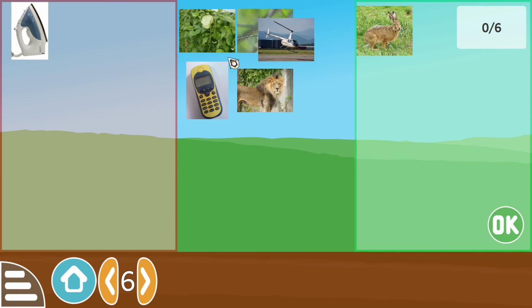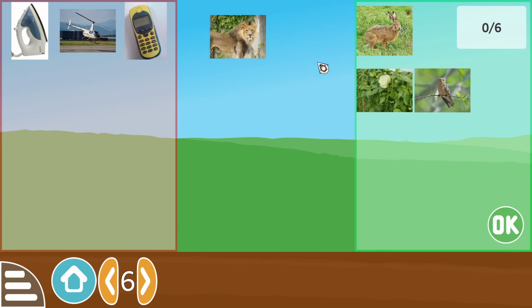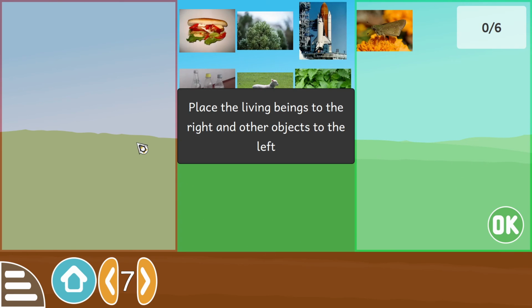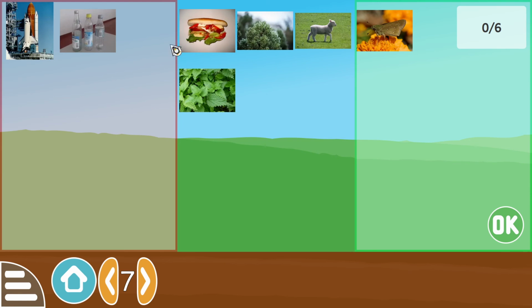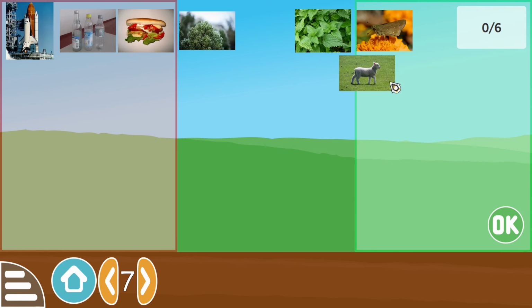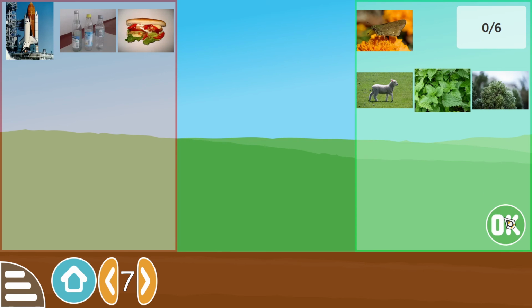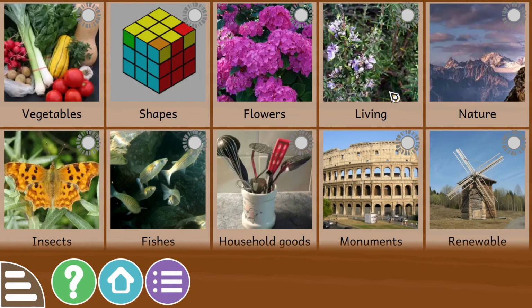The iron, helicopter, and phone aren't, but the plant, bird, and lion are. The space shuttle, bottles, and sandwich aren't, but the lamb, leaves, or tree, and other tree is. Alright, we'll go back to the beginning.